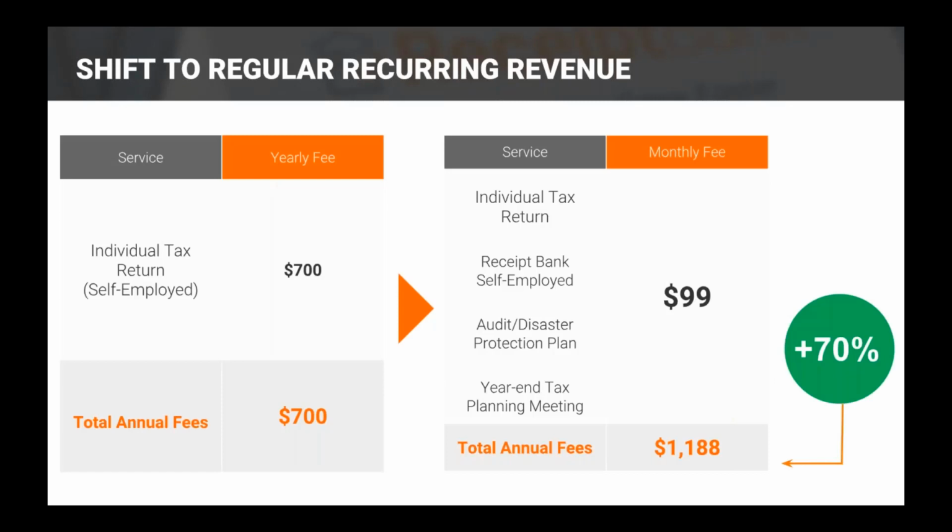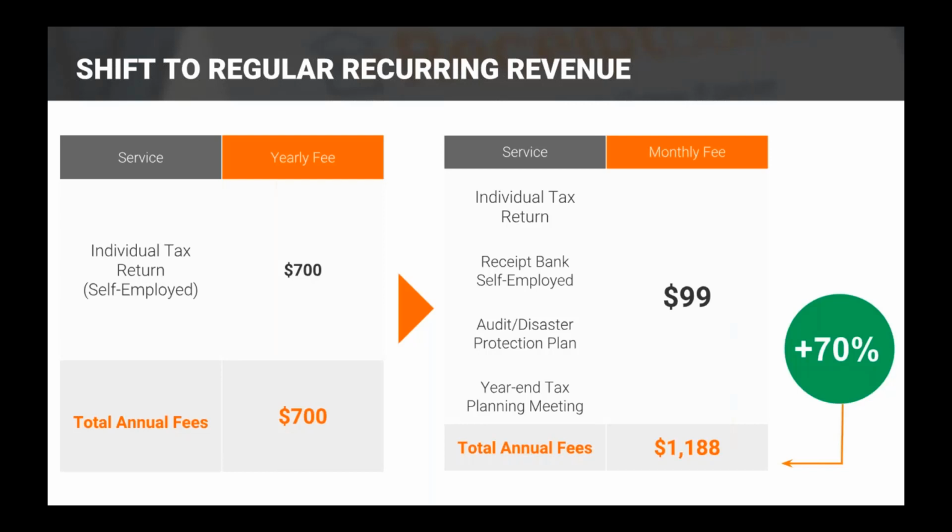Here's an example of how we've helped a number of our firms move from once a year self-employed tax return clients to regular recurring. So in this example, it was a once a year transaction, $700. We didn't know necessarily if that client was going to come back next year. We were pretty confident, maybe to an 80% confidence level, but we didn't necessarily know. So moving forward, for all prospective clients coming in, their self-employed tax return starts at $99 a month.